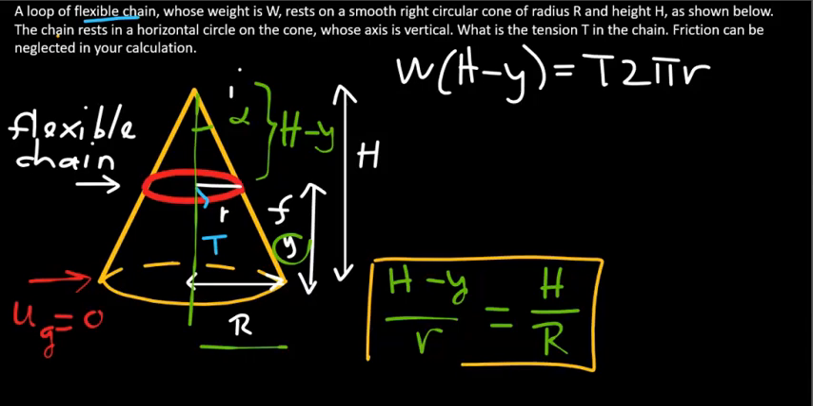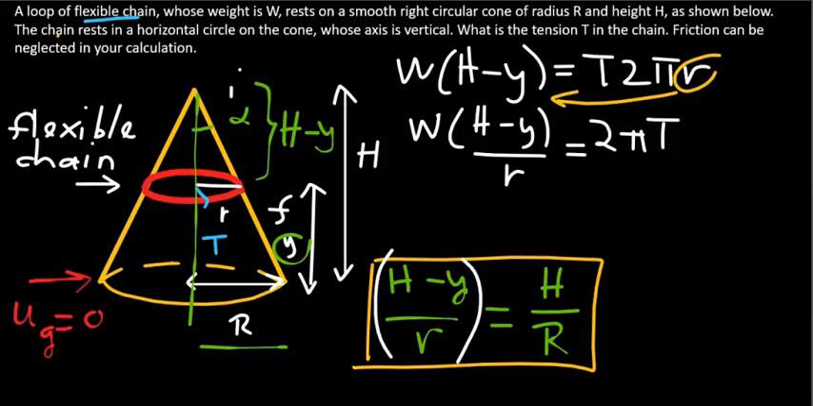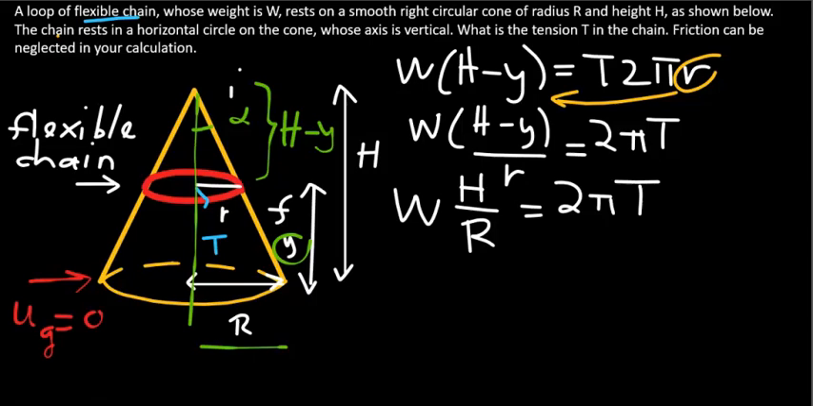Now let's use this equation. Inside of that, you can bring this little r to this side, and that becomes W(H minus y)/r equals T times 2 pi. However, we know (H minus y)/r equals capital H divided by capital R. So you can simply write WH over capital R equals 2 pi tension. And now you can solve the tension in terms of the given quantities.